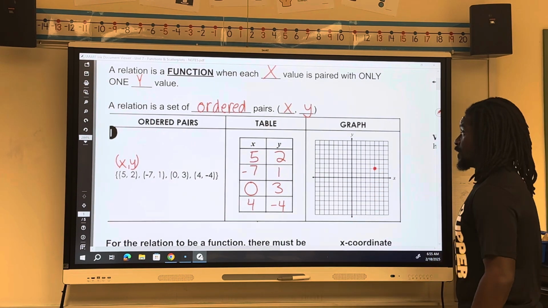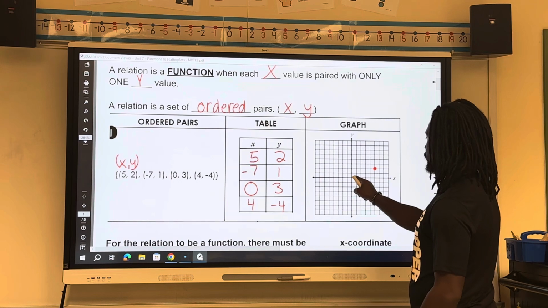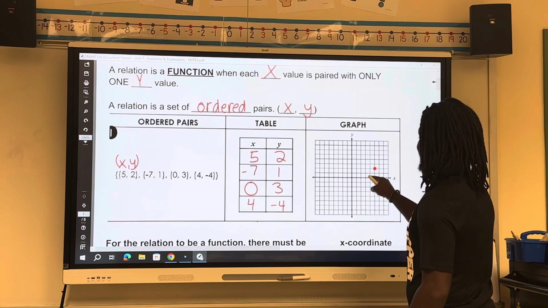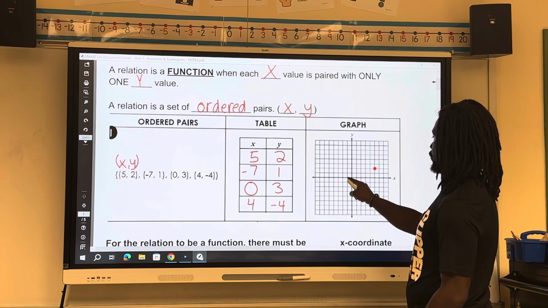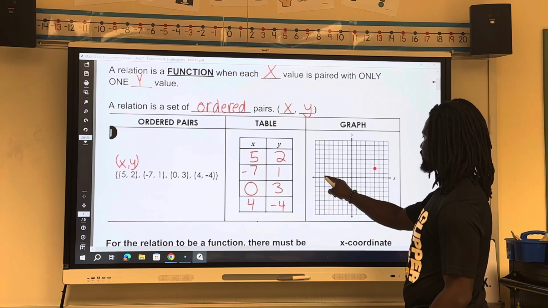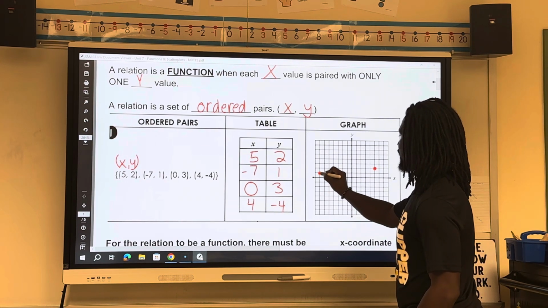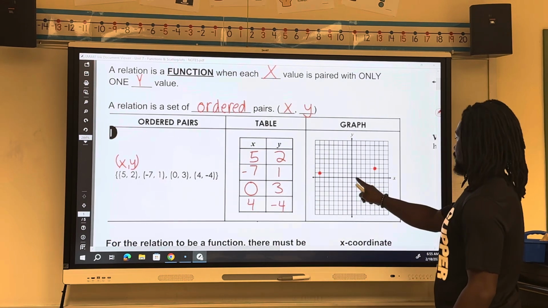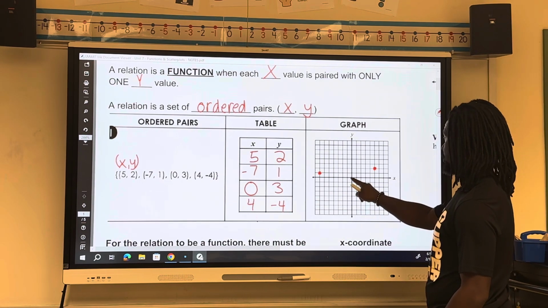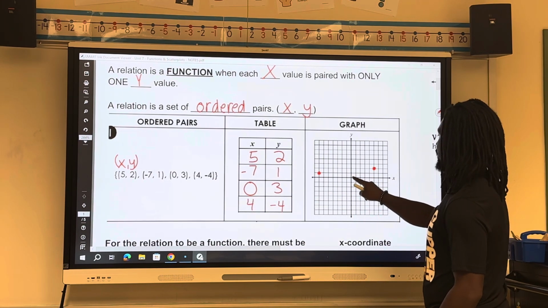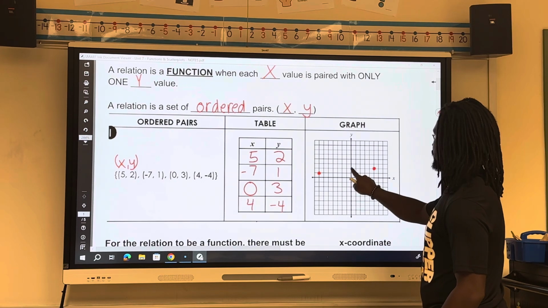Then -7, 1. I'm going to start at the origin. Then I'm going to go back -7 along the x-axis. 1, 2, 3, 4, 5, 6, 7. And then I'm going to go up 1. All right, that's my second point. Then I'm going to go 0, 3. So I'm going to start at the origin. I'm not going to move there. Then I'm just going to go up 1, 2, 3.